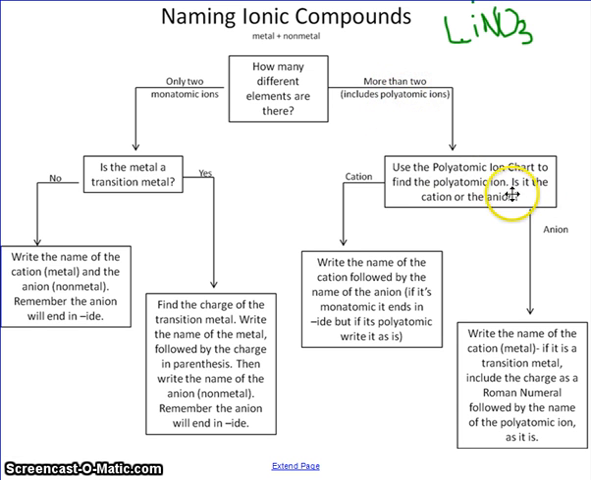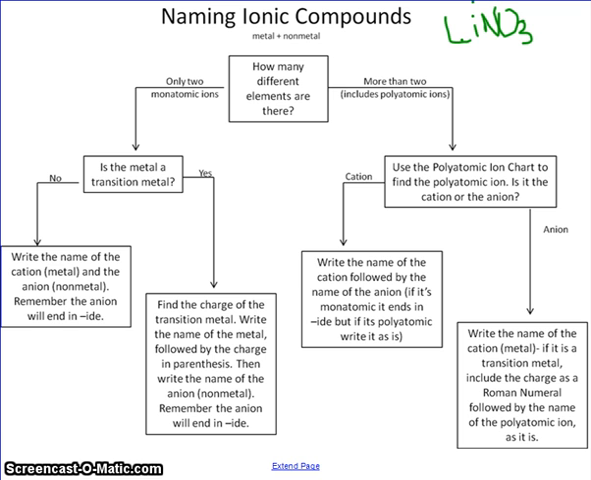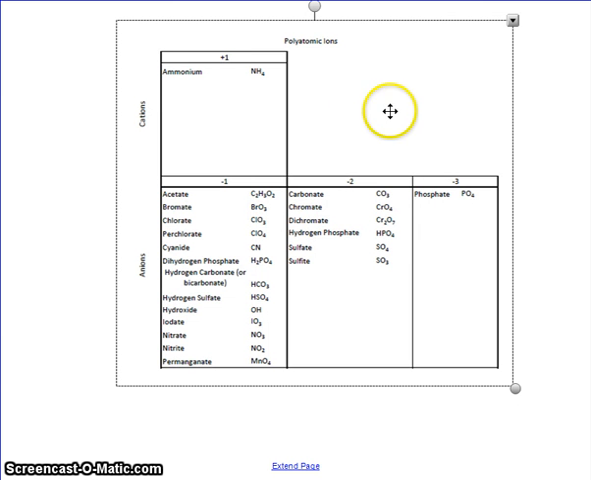So you have to use your polyatomic ion chart to find this polyatomic ion. This is the polyatomic ion chart. If you notice, there's only one cation. So most of the polyatomic ions are anions. Anions are always the second part in a compound. So we have Li, and then we're going to have NO3. So I need to look for NO3 on this polyatomic ion chart.